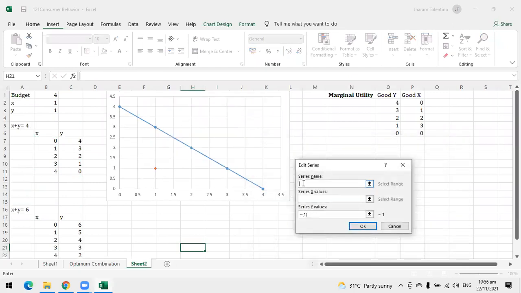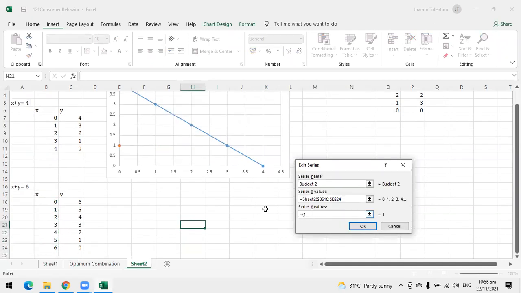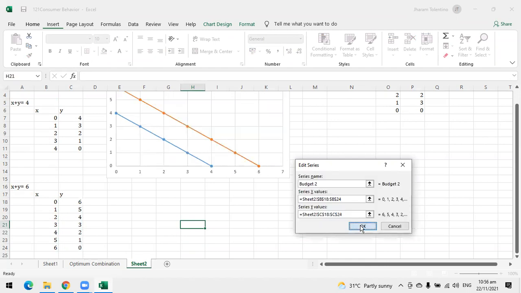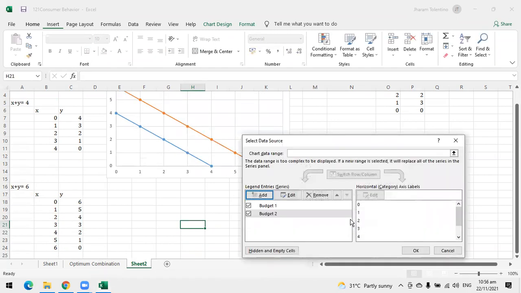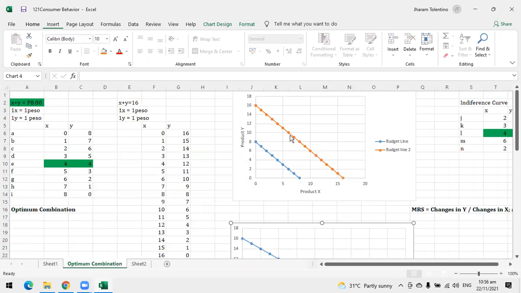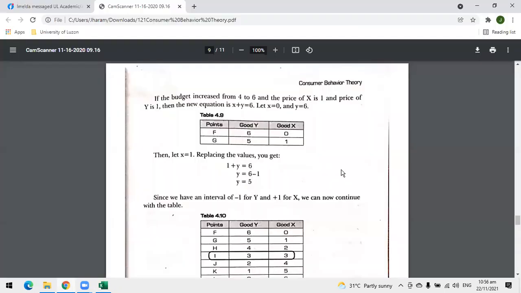Budget 2. The value of X are as follows. And the values of Y. Ito. So, ang mapapakita lang natin dito is, yeah, more or less yan. Yung ginawa na natin kanina dito. Yung nag-times 2 tayo. Okay?